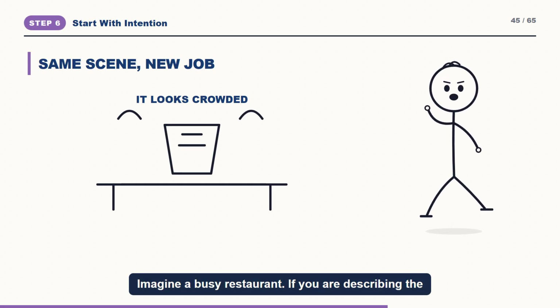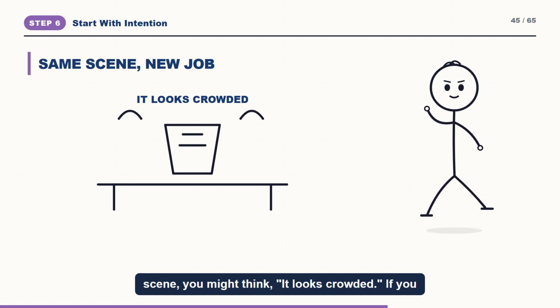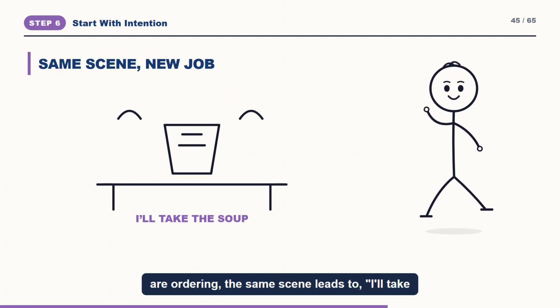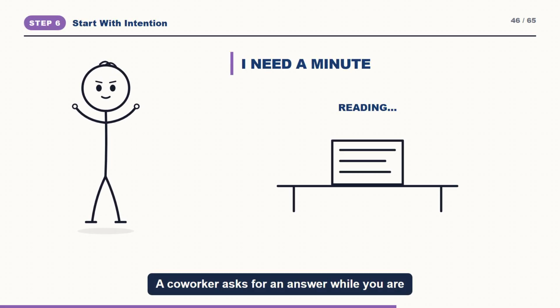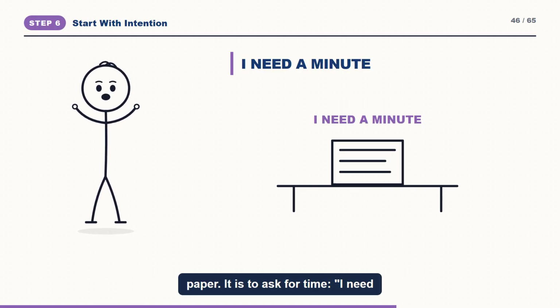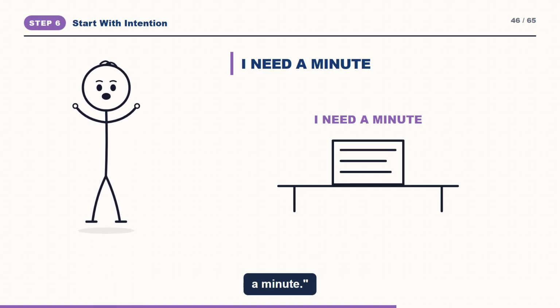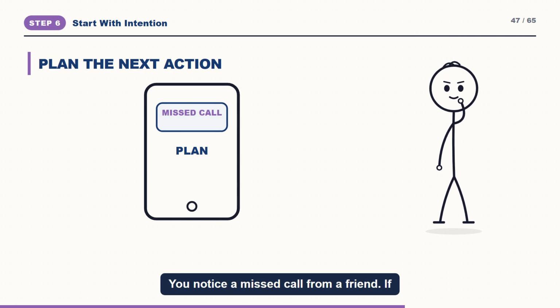Imagine a busy restaurant. If you are describing the scene, you might think, it looks crowded. If you are ordering, the same scene leads to, I'll take the soup. A coworker asks for an answer while you are still reading. Your intention is not to describe the paper. It is to ask for time. I need a minute.